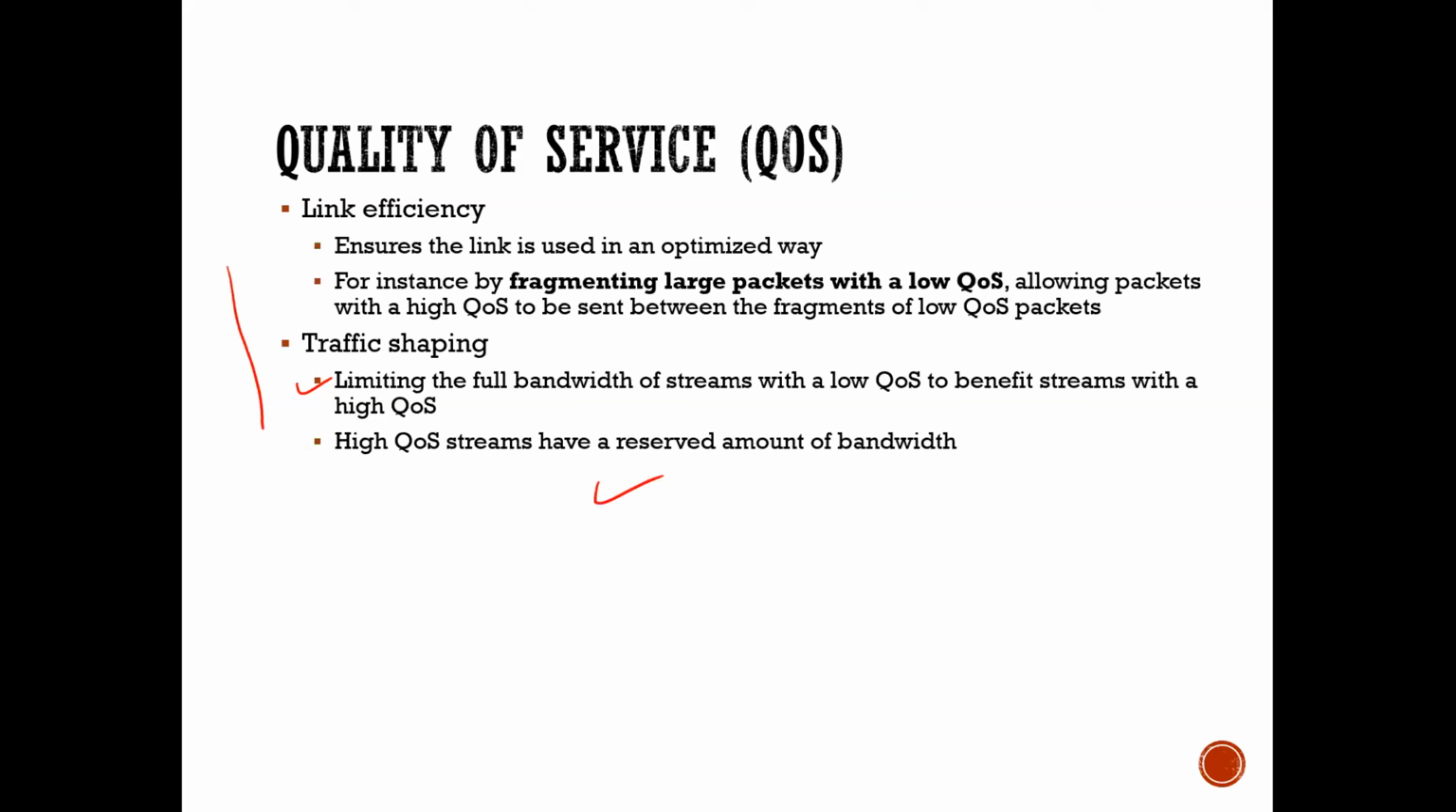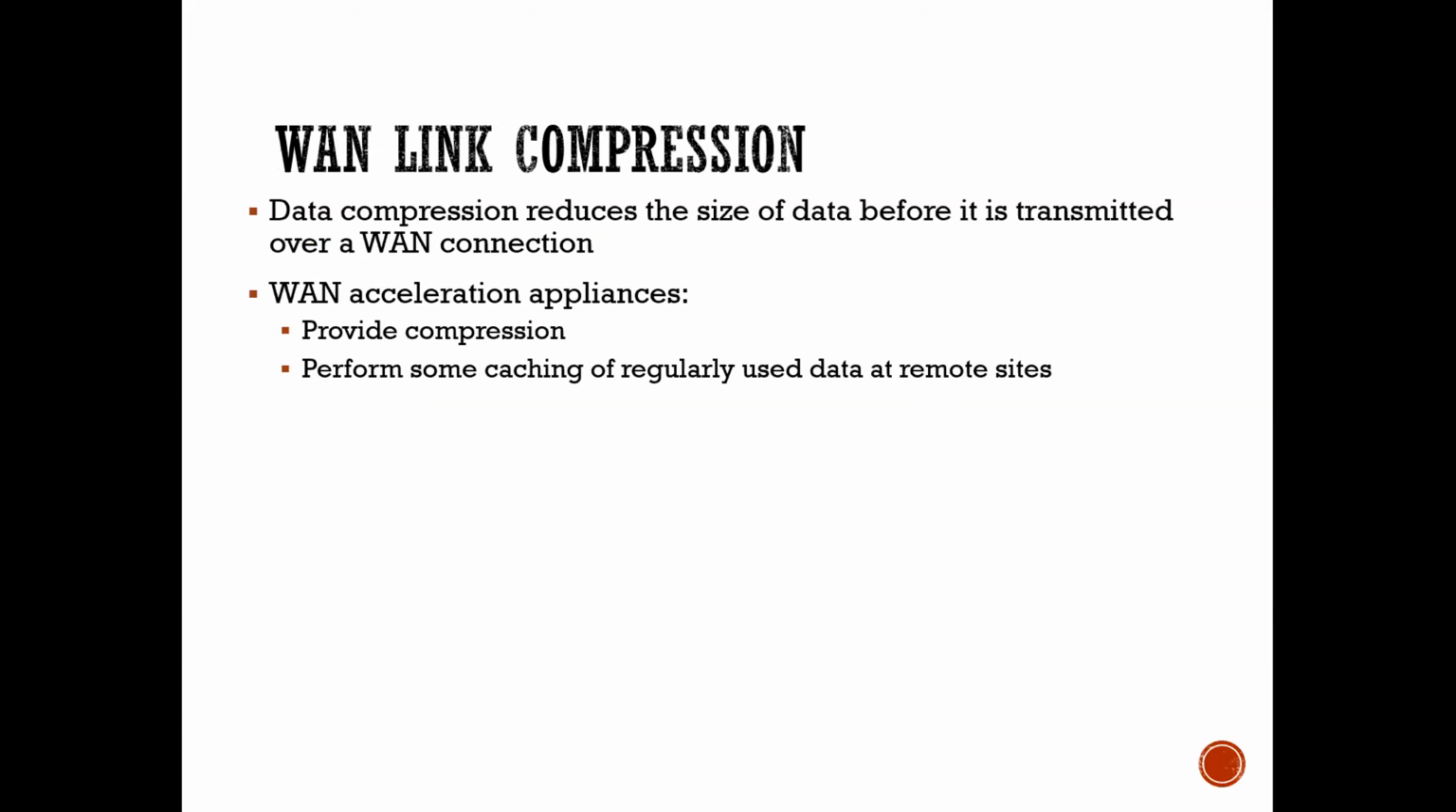Just read it, because it has been given in the exam. It's direct questions. What do we mean with link efficiency? For example, in quality of service, ensure the link is used in an optimized way, for instance, fragmenting large packets and so on. Like that on the exams.